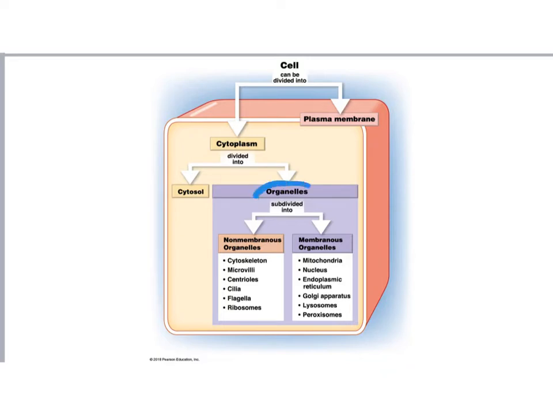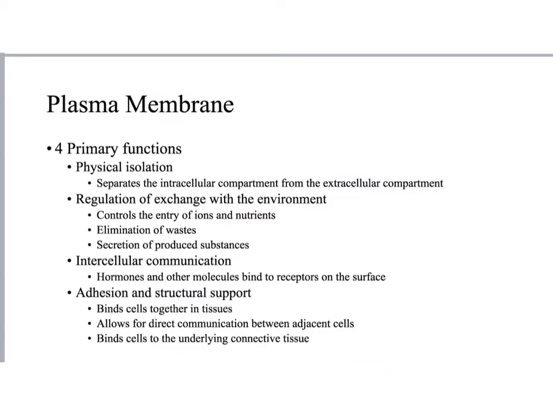Organelles themselves can be broken up into organelles that have a membrane, kind of like the cell here has a membrane, and organelles that do not have a membrane. So we'll call them membranous and non-membranous organelles. So we'll go through and look at several examples from each of these two categories, membranous and non-membranous. But let's get back to the plasma membrane.